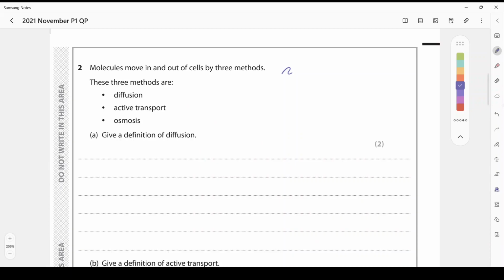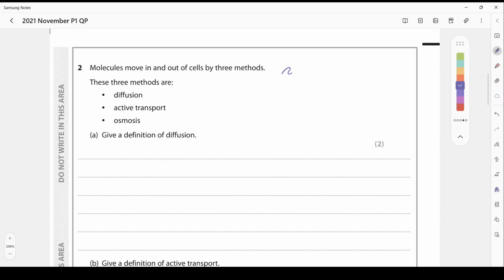Okay, question 2. Molecules move in and out of the cells by 3 methods. These 3 methods are diffusion, active transport, and osmosis. So part A, it says give a definition of diffusion. You do actually need to remember the definitions for all three of them. So diffusion is basically the movement of molecules from a region of high concentration to a region of low concentration. Or you can say down a concentration gradient.